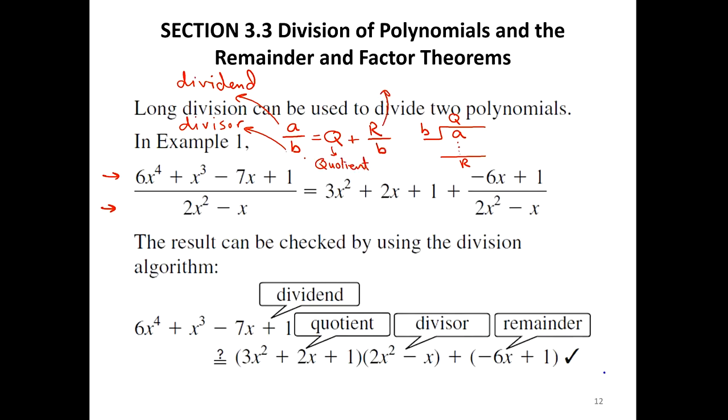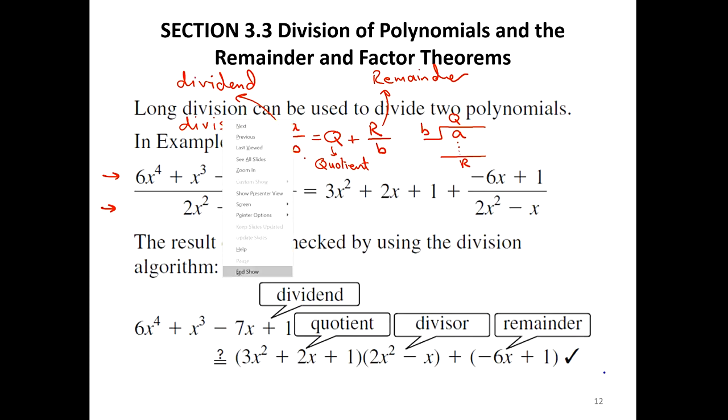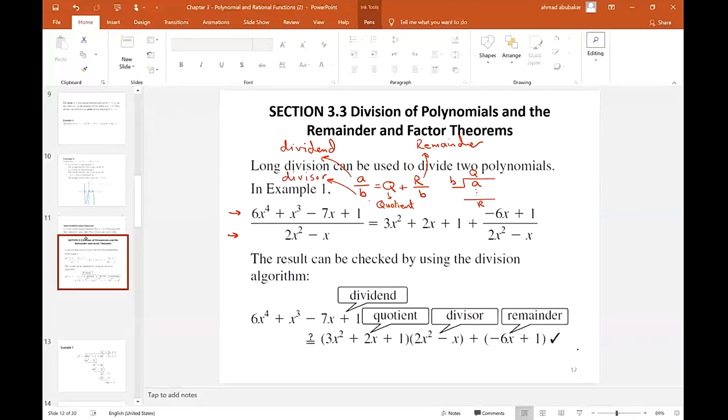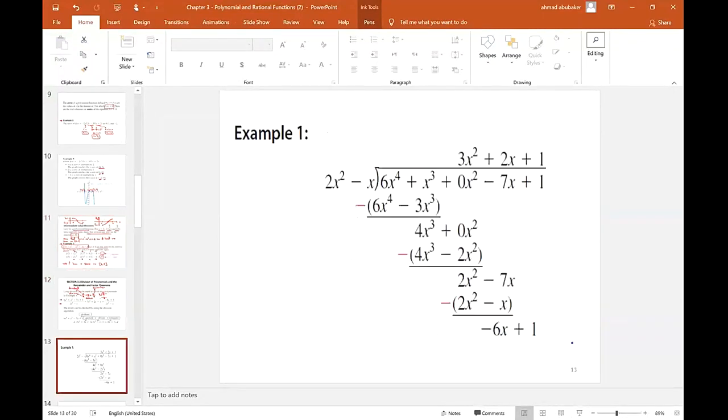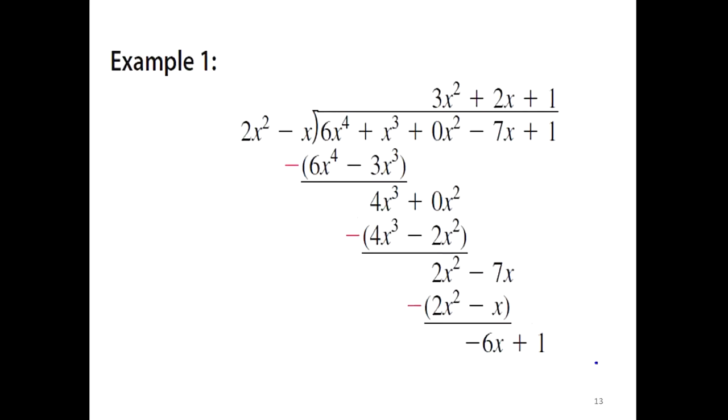And the R is the remainder. Okay, these are the parts of division of polynomials. Look at this. We need this one. I put this one.